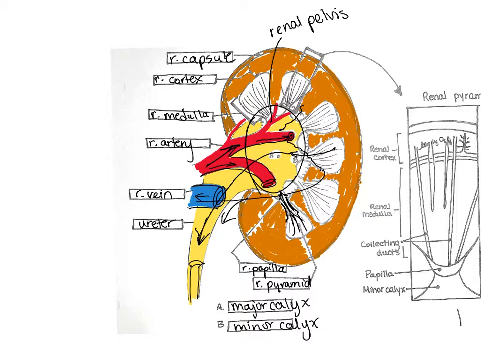All the blood that is still good goes down the renal vein and returns back to the heart to be sent throughout the rest of the body.